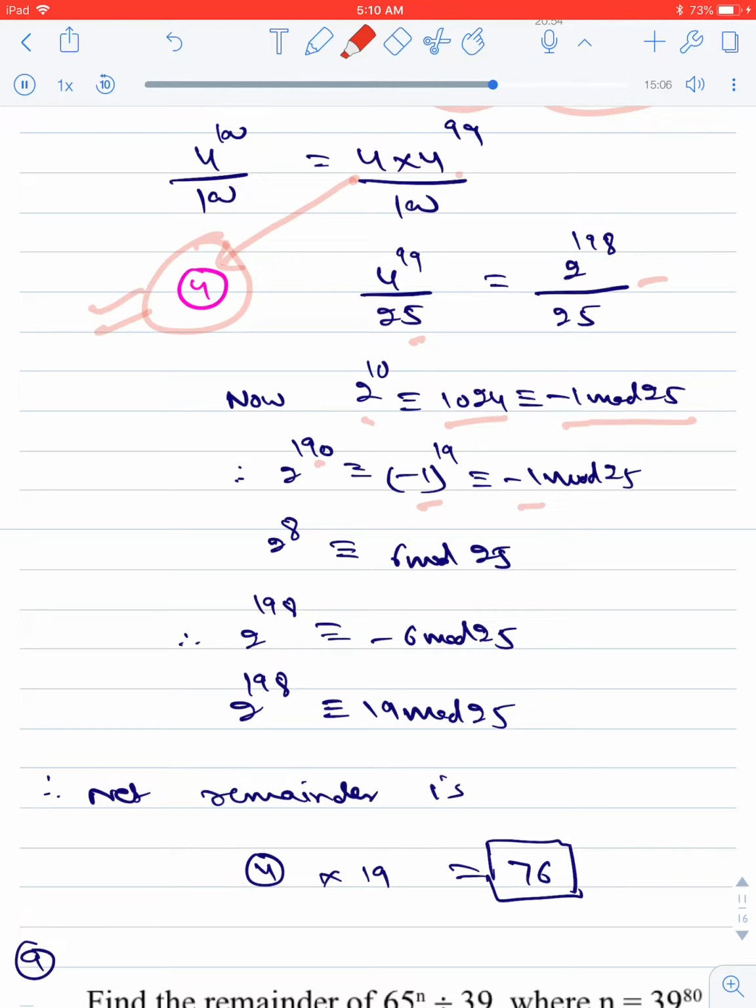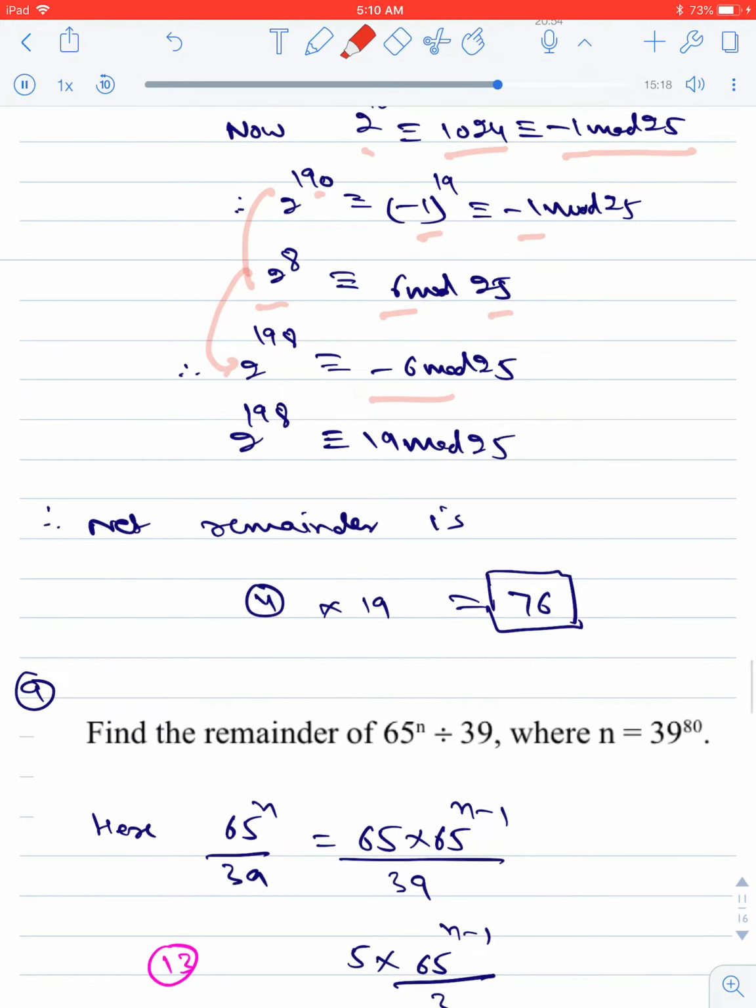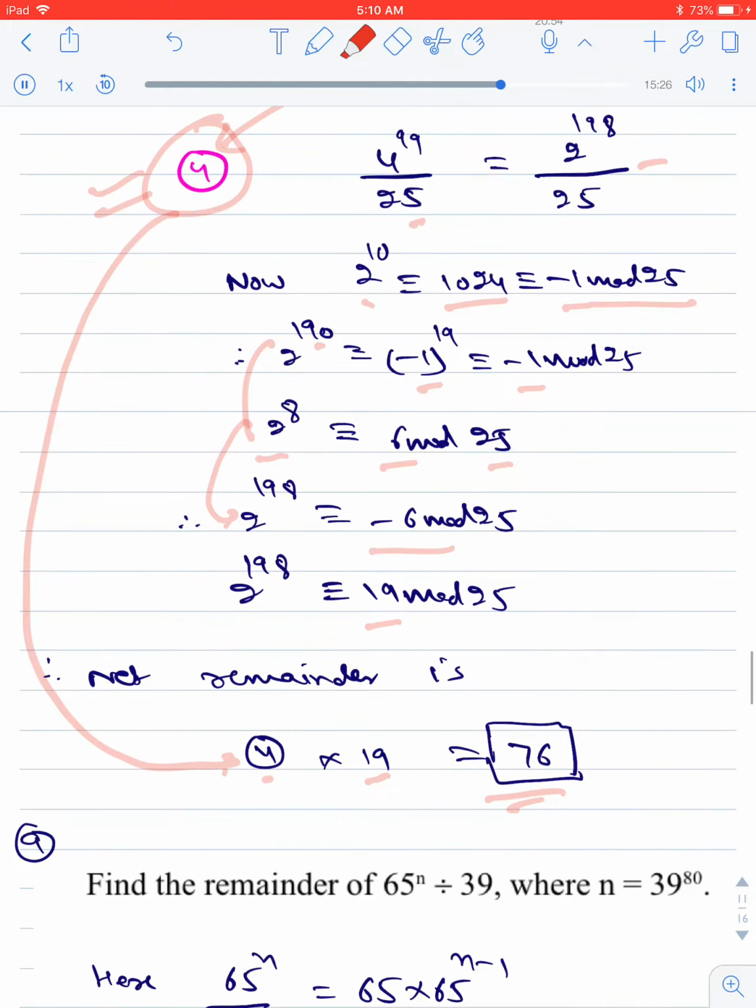Now 2 raised to power 8 is 256, which is congruent to 6 mod 25. When we multiply these two, what we get is 2 raised to power 198 is congruent to minus 6 mod 25. That is, minus 6 is the same as 19 mod 25. But the net remainder is 4 into 19, 4 being the number we divided out initially. So the net remainder is 76.